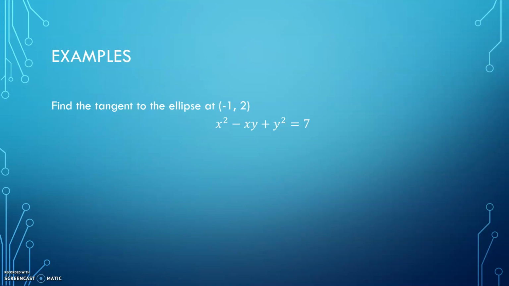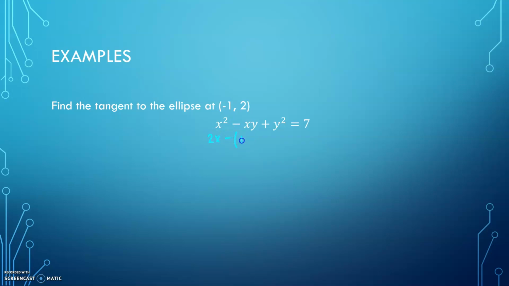All right, so here's an example. We want to find the tangent to the ellipse at this ordered pair. Okay, so it's defined implicitly, so I'm going to take a derivative of both sides. X we're treating just like we always do, but y we're going to treat like a function.